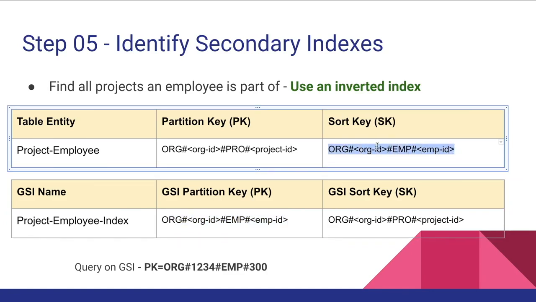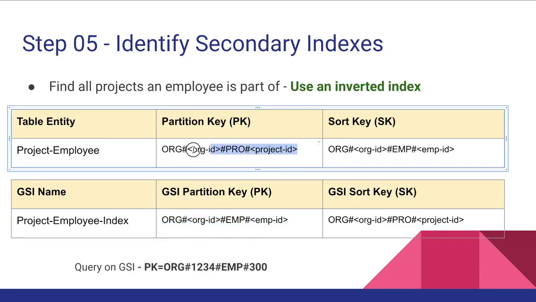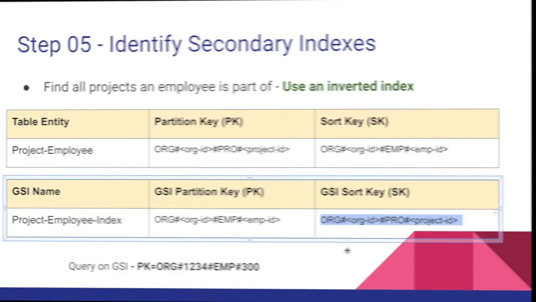See, so this is the sort key of the table, but that becomes the primary key, or the partition key rather, of the GSI. And the partition key of the table becomes the sort key of the GSI. So because of this inverse selection, we call this an inverted index. Now let's look at an example.